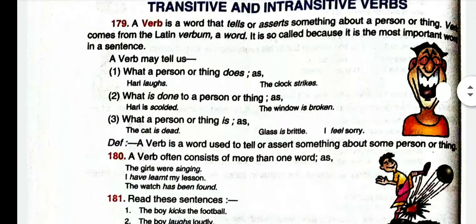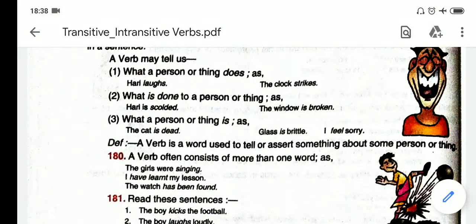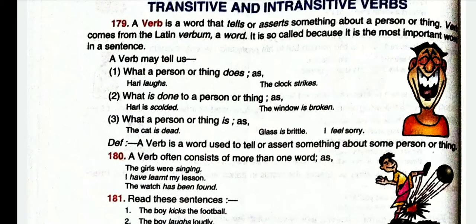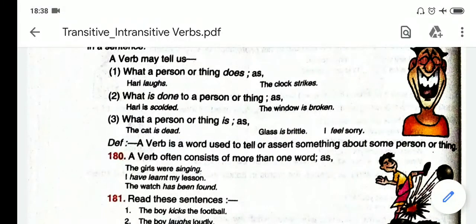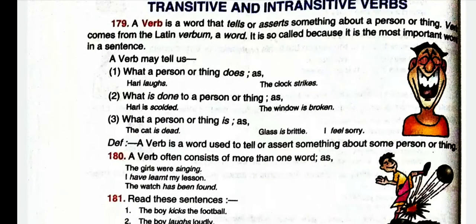The third function of the verb is to tell what a person or thing is. For example, the cat is dead. Glass is brittle. I feel sorry. In these sentences, feel and is are the verbs. So this is the third function of the verb, that it tells what a person or a thing is. What is the cat? Cat is dead. What is glass? Glass is brittle.